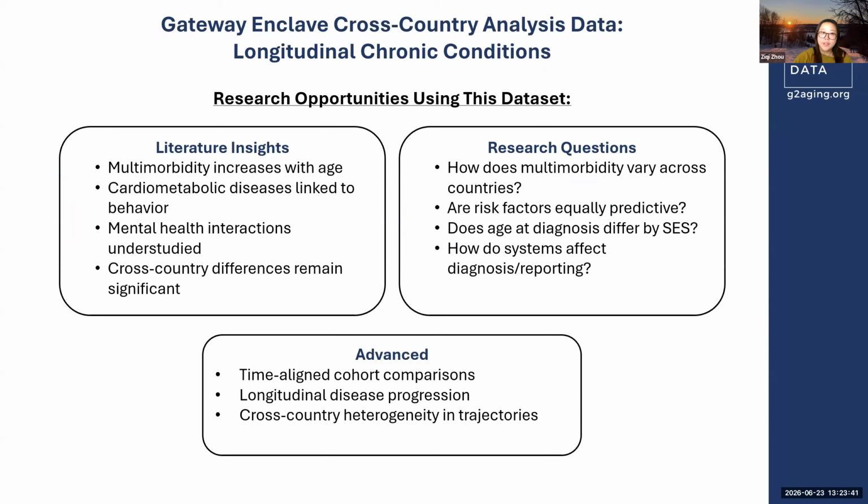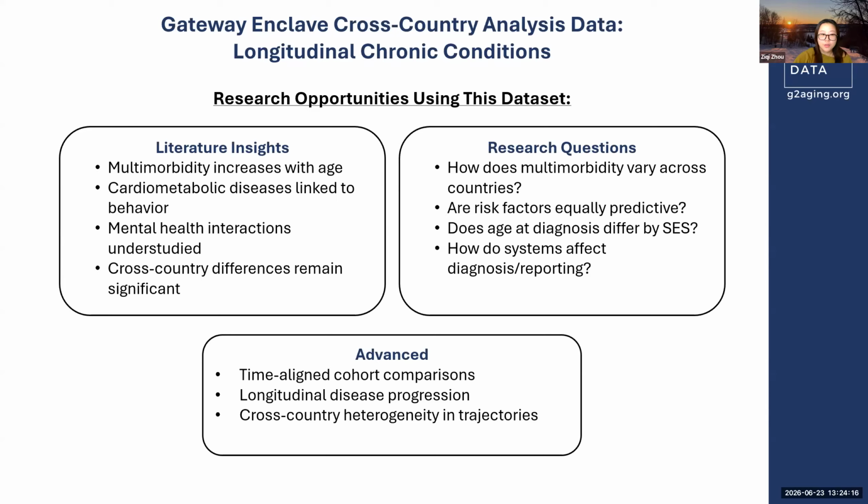I'll conclude by highlighting some potential research applications. One area is multimorbidity research. Researchers can investigate how combinations of chronic conditions vary across countries and populations. Another opportunity is risk factors analysis. The dataset allows researchers to examine whether behavioral factors such as smoking, alcohol use, physical activity, and sleep have similar associations with chronic conditions across different national contexts.